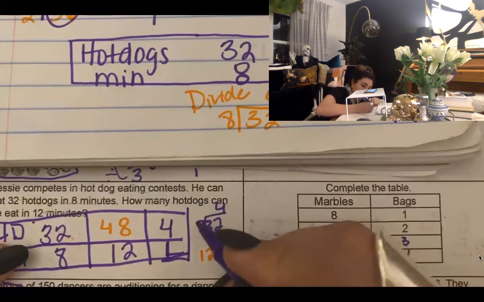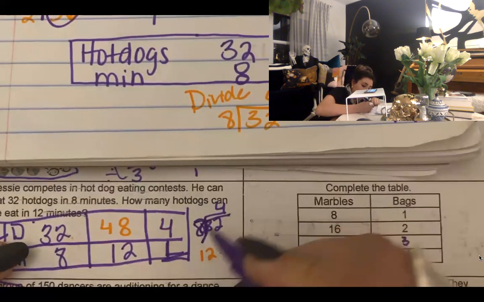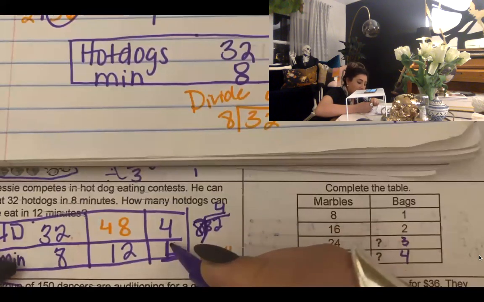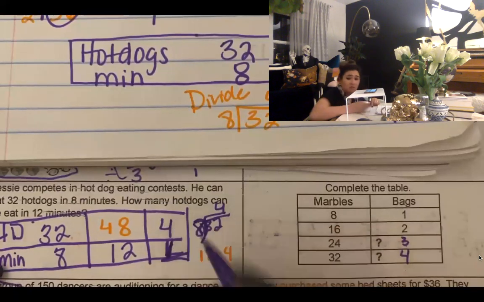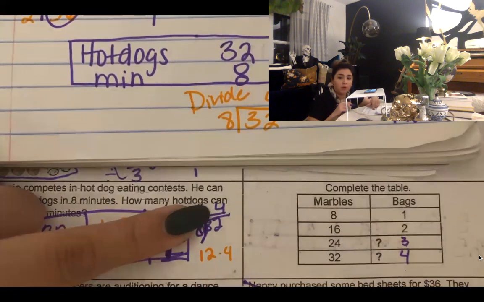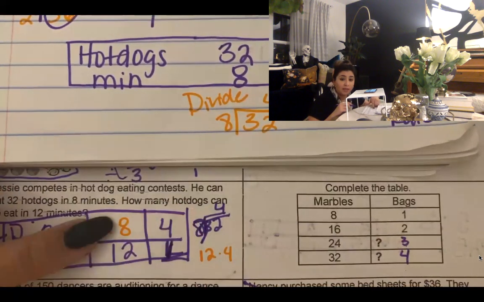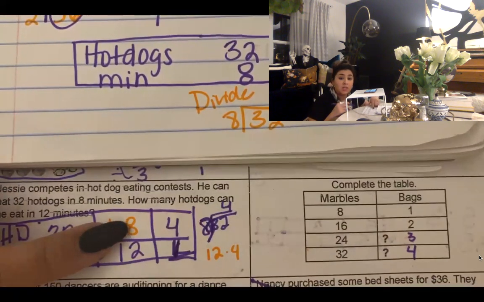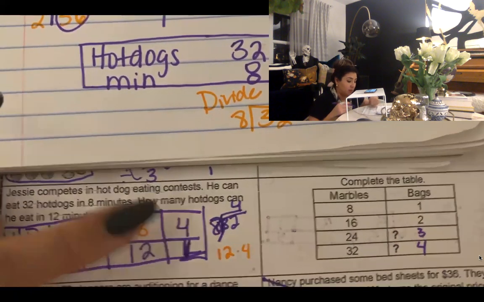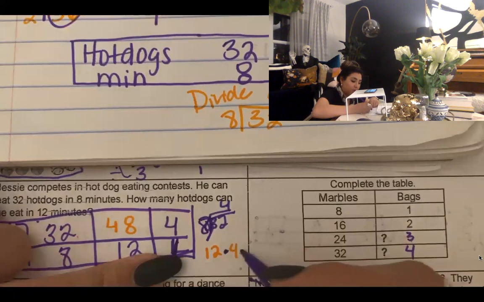And here on the side is me showing my work, even though it's not really great. So 8 goes into 32 4 times. That's telling me for every 1 minute, this dude can put away 4 hot dogs. So I took 4, and I knew I wanted a bigger number, so I had to multiply. So 4 times 12 gives me 48 right here. Here's my multiplication.